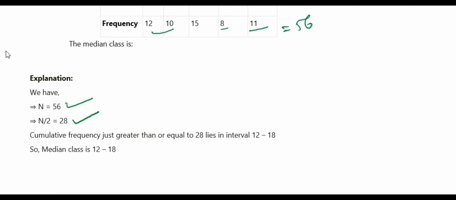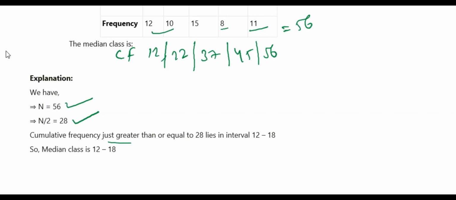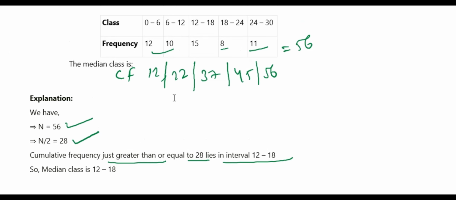We take the cumulative frequency just greater than or equal to n by 2. Here the cumulative frequencies are 12, 22, 37, 45 and 56. The cumulative frequency just greater than or equal to 28 lies in the interval 12 to 18. So we choose 12 to 18 as the median class, right?